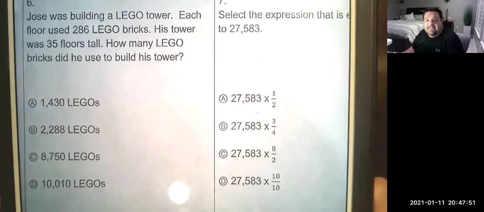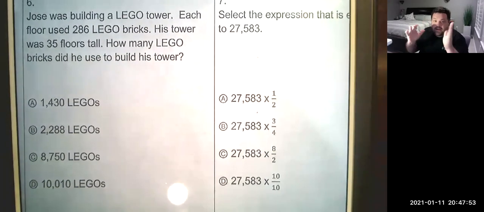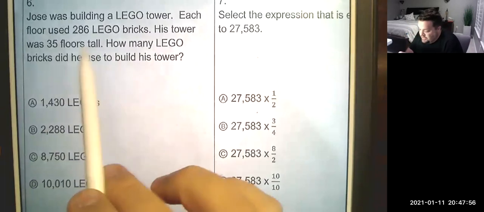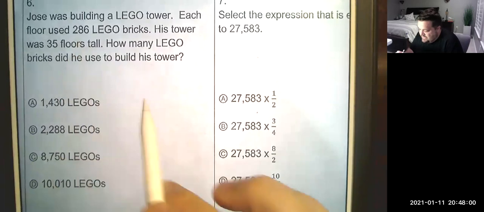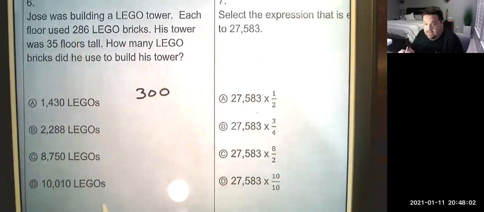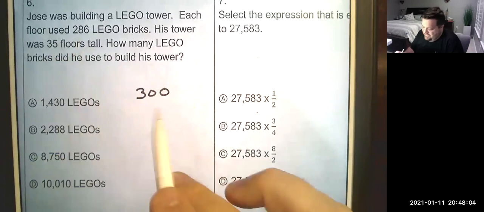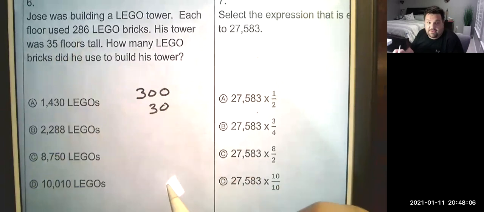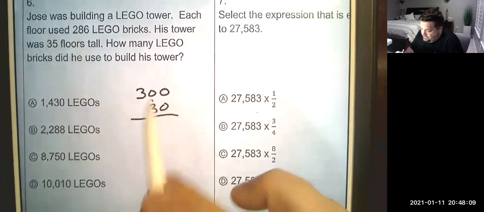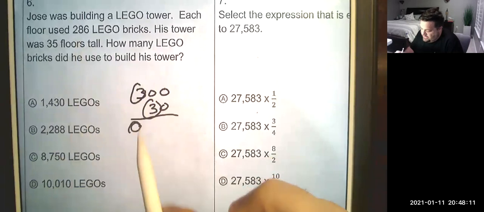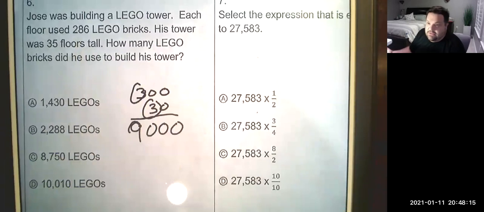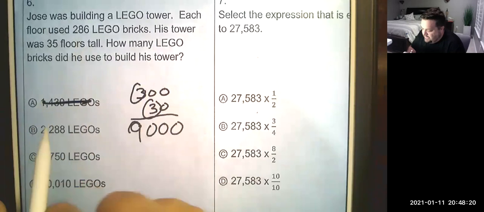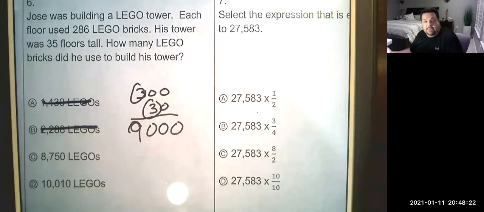And we're working on test taking strategies. So, I mean, start to think about your answers, right? I just quickly like to eliminate ones that don't make sense. So 386 Legos is kind of close to 300, right? And 35 floors is kind of close to 30 floors, right? So if I multiply just the 3 and the 3 here, I know that it's got to be, add in my zeros, I know the answer's got to be somewhere close to 9,000, right? Ballpark. So I already know immediately that these two don't make sense.